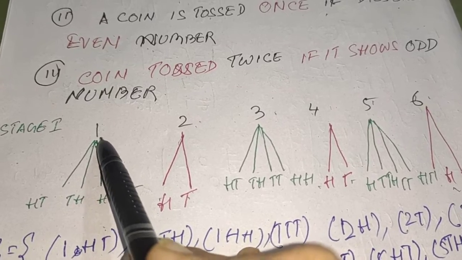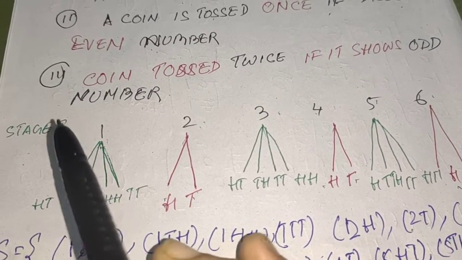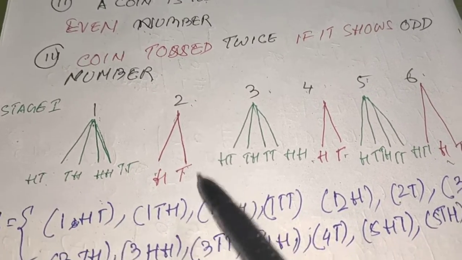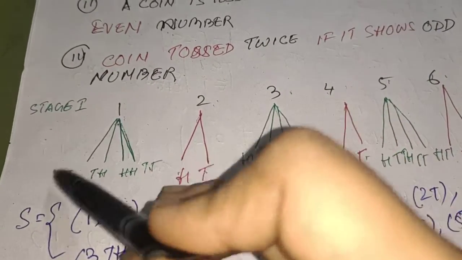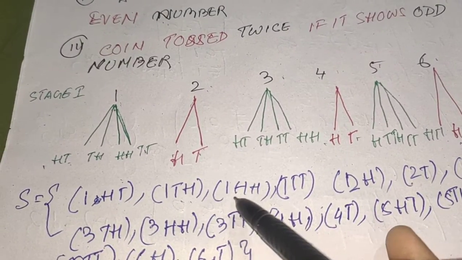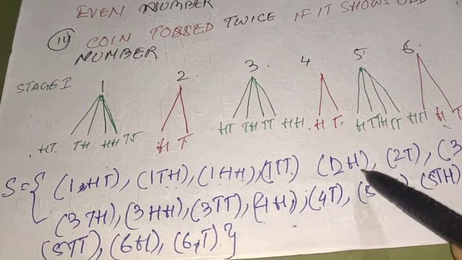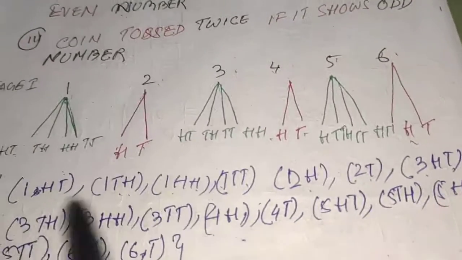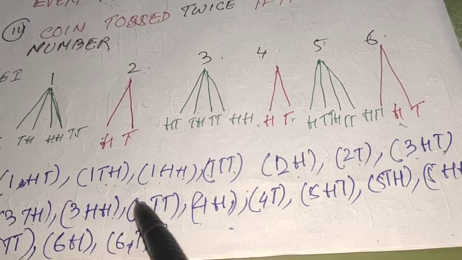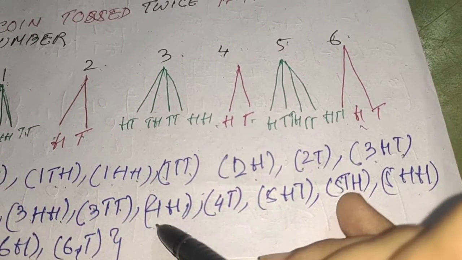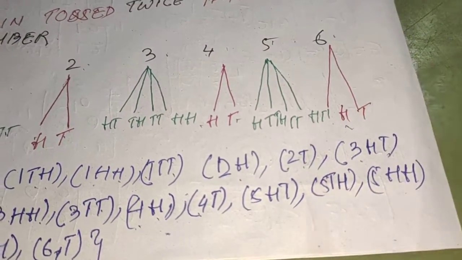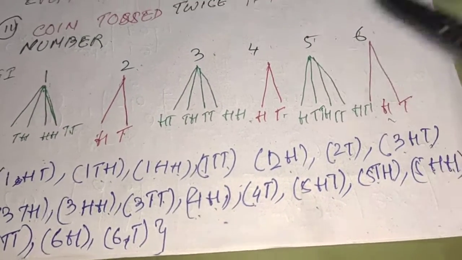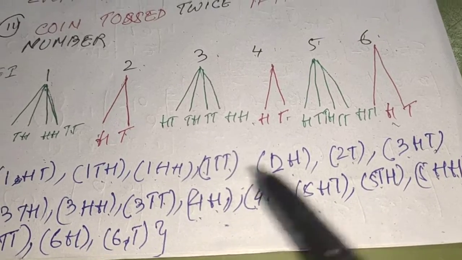Then if it is 1, the coin is tossed twice, there are 4 outcomes: head tail, tail head, head head, tail tail. So how will you write? You will write 1 head tail, 1 tail head, 1 head head, 1 tail tail. Then with 2, head and 2 tail. With 3: 3 head head, 3 head tail, 3 tail head, 3 tail tail. Then with 4, head and 4 tail. Then with 5: 5 head tail, 5 tail head, 5 head head, 5 tail tail. Then with 6, it is an even number, 6 head and 6 tail.